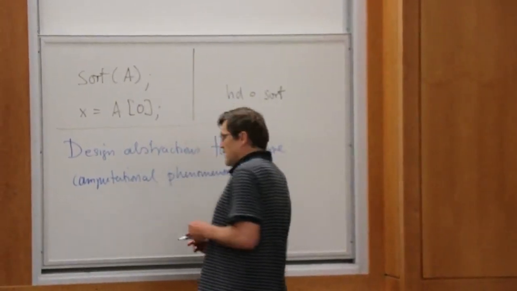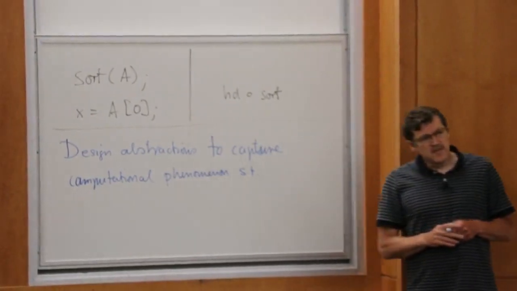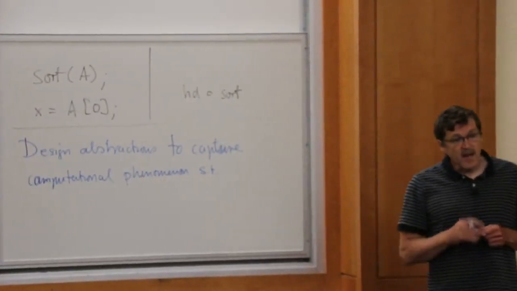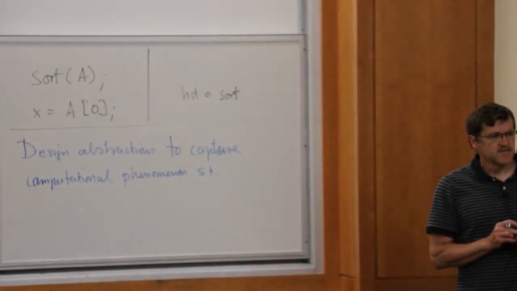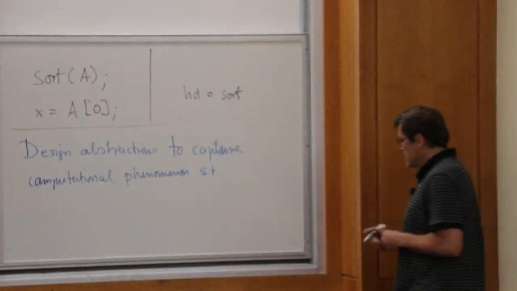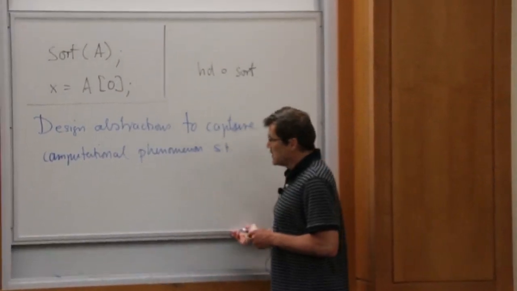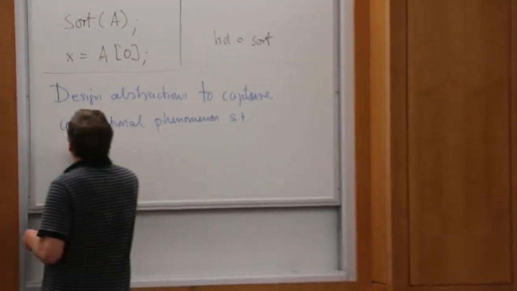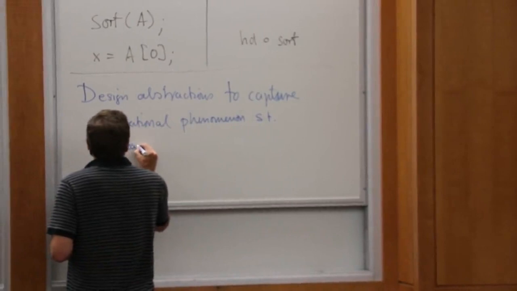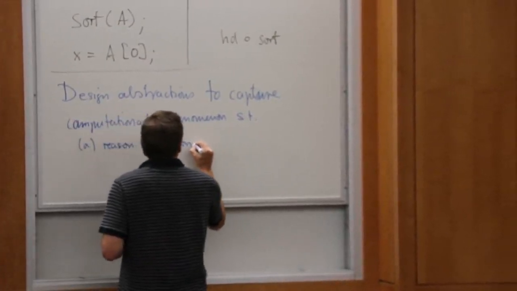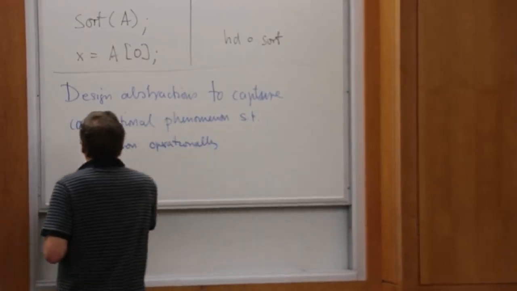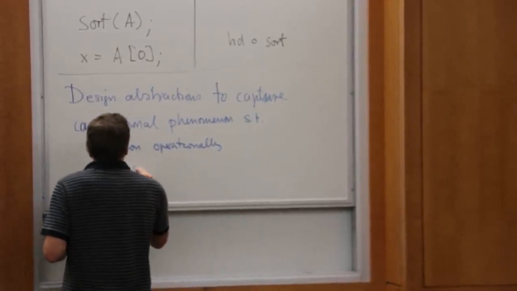such that we can reason about it operationally, and we can reason about it logically, and the two things actually fit together. Because we have to do both, because we have to reason logically and operationally. So we can A, reason operationally. We can B, reason logically.